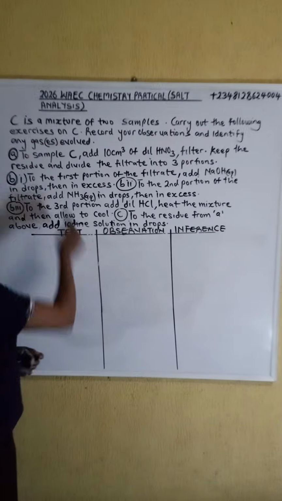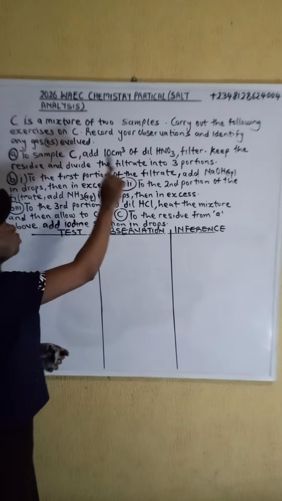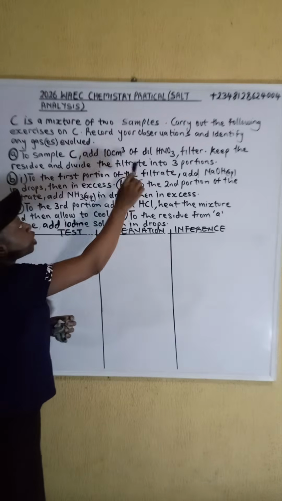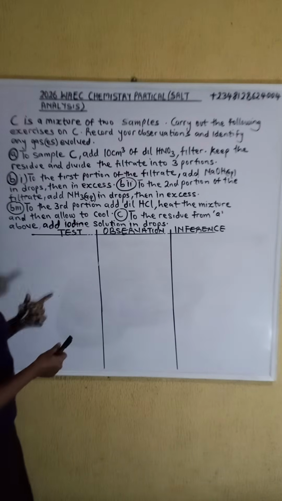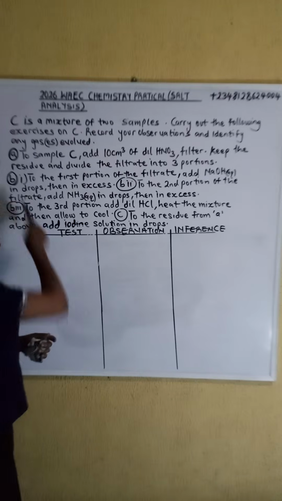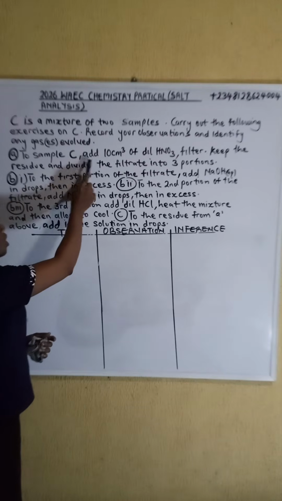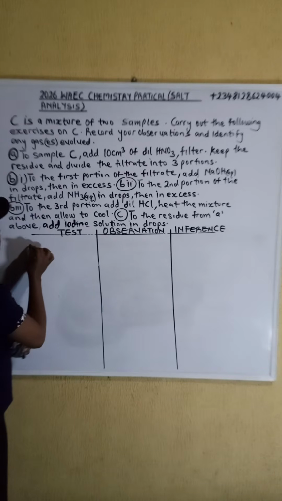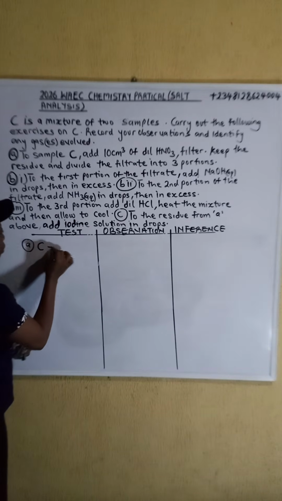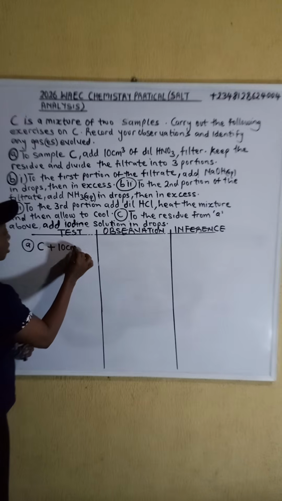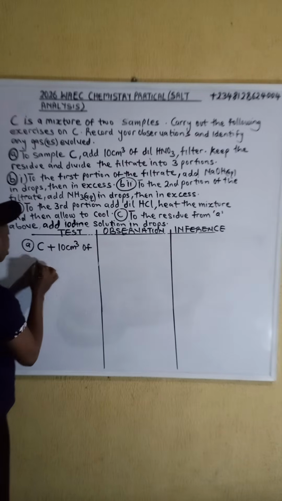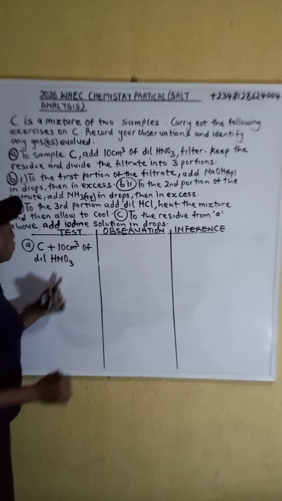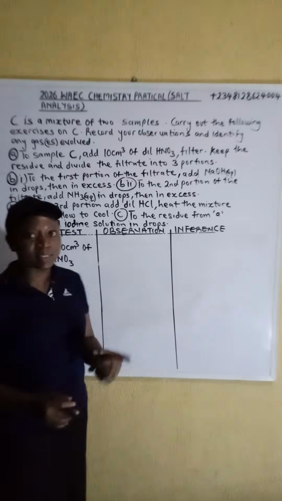So let's start. The question says that C is a mixture of two samples. Carry out the following exercises on C. Record the observation and identify any gas or gases involved. The first question says that to sample C, add 10 cm³ of dilute HNO3. So sample C plus 10 cm³ of dilute HNO3. Don't forget that HNO3 is an acid.